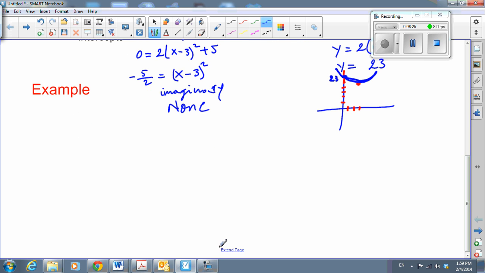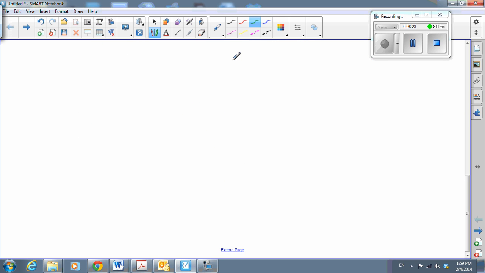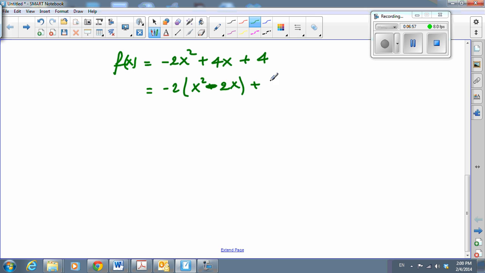All right, let's do one example. The example I want us to work on is f of x is equal to negative 2x squared plus 4x plus, what should we do, 4? Why not? Plus 4. All right, the first thing I will do is complete the square. So this is equal to negative 2 times x squared, actually minus 2x, plus 4.